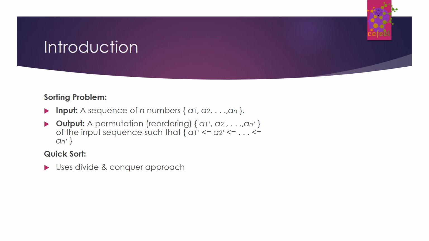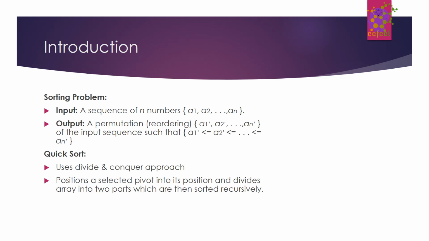What happens in divide and conquer is we divide the original problem into smaller subproblems, and then we solve the subproblems, and then finally we conquer, which means we merge the smaller solutions to get our final output.